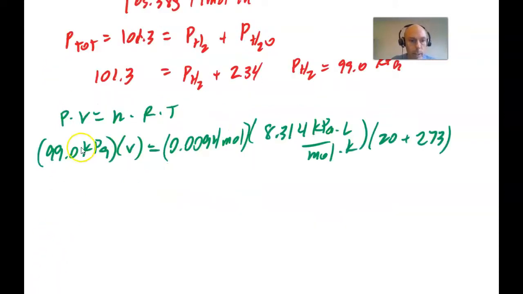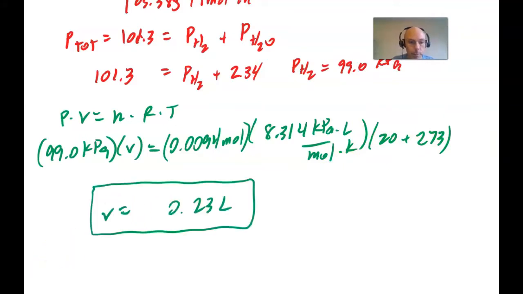So there's everything plugged in. 99 kilopascals for pressure, V for volume, 0.00994 moles. The R I used, of course, had to have the pressure unit that agrees with kilopascals, so that's 8.314 kilopascal liters over mole Kelvin. And then this is me converting 20 Celsius to Kelvin, so that's going to be 298 over there. And when we isolate and solve for V, we get 0.23 liters. So that's our final answer.